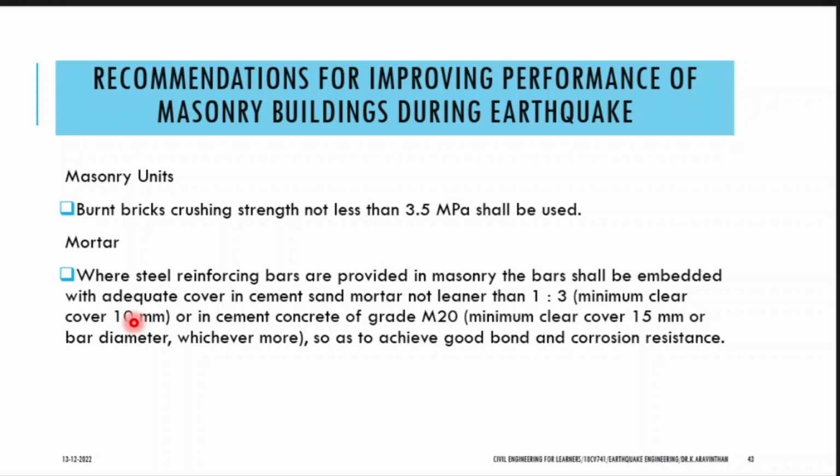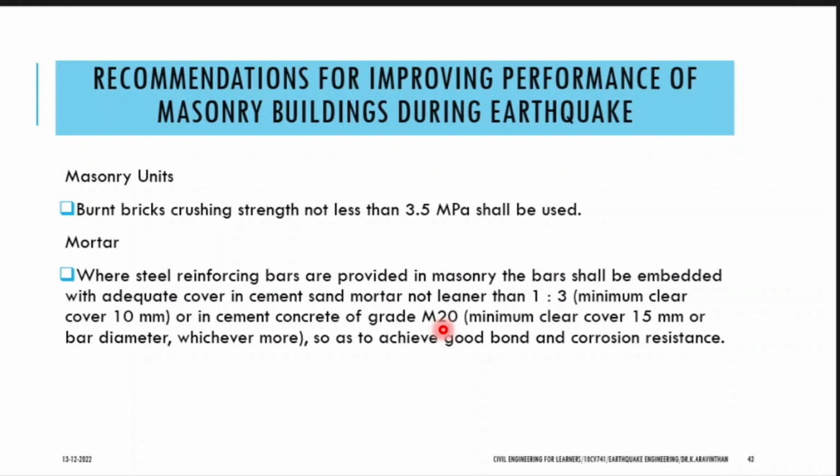After making the brickwork, you should use plastering thickness. At least 10 mm of plastering is required. Generally, plastering will be 12 mm and it should not go below this. Or if you are using cement concrete, grade should be M20. This cement concrete is not for RCC structure. This is for masonry units.